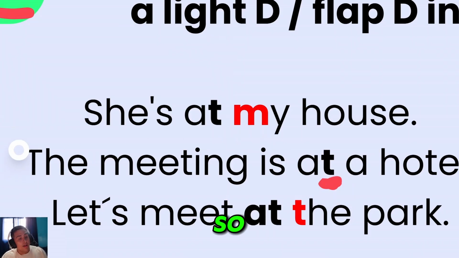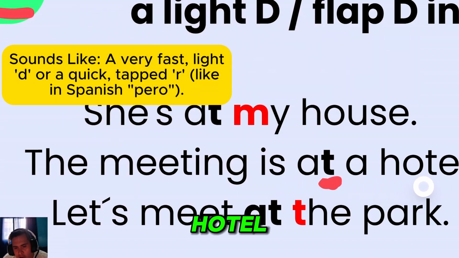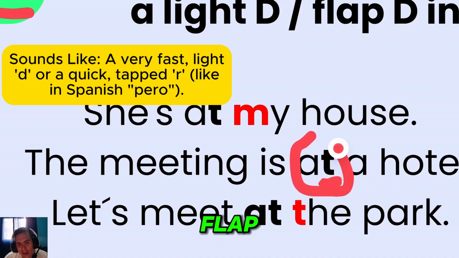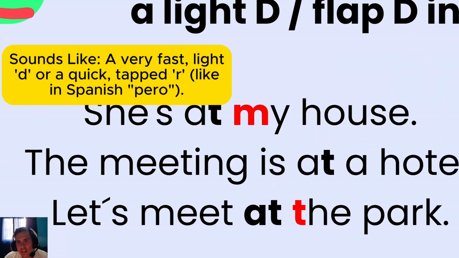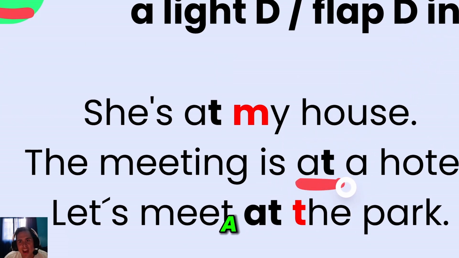So, the meeting is at a hotel. The meeting is at a hotel, at a hotel. If we don't use the flap R, we will say at a hotel. But now that we are using the flap R, we say at a hotel. Let's meet at a park.